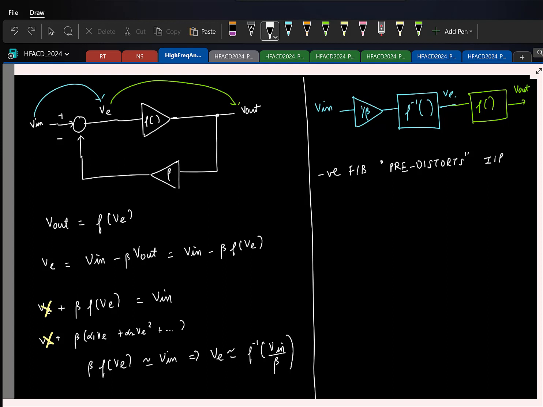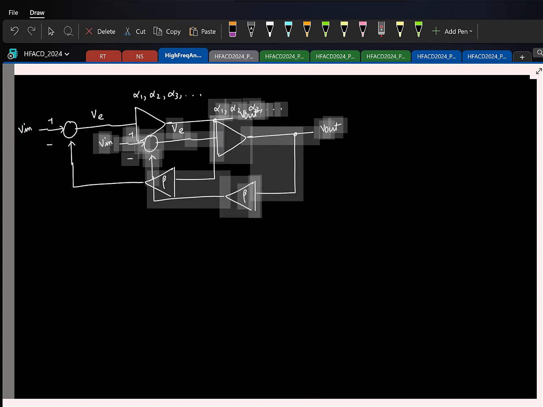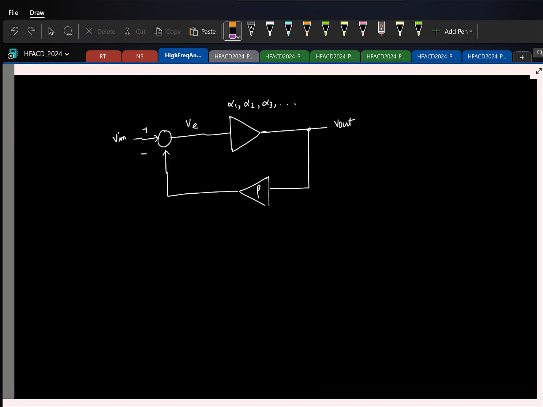Cool. So this is clear. Let's see. So there's one other interesting thing here. So here let us say I have an infinitely large loop gain, right? And instead let us say I have a feedback factor, there is a nonlinearity. And let us say that nonlinear relation is some g, right?